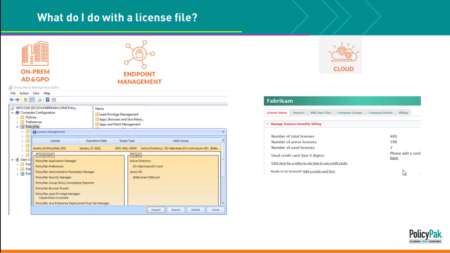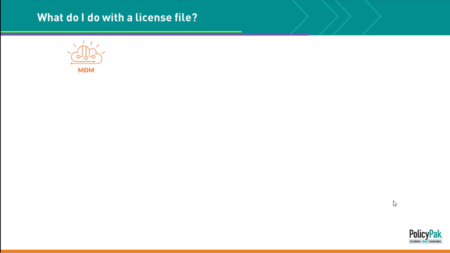And then in PolicyPak Cloud, again, there is no license file. We just handle that for you. Okay, that's not a problem. Now, what about MDM land? What do we do with that license file in MDM land?